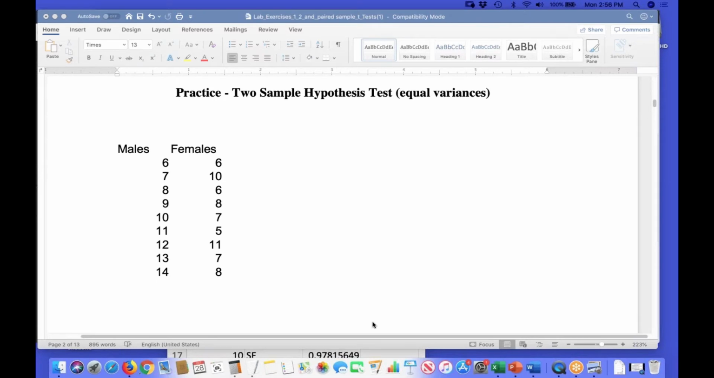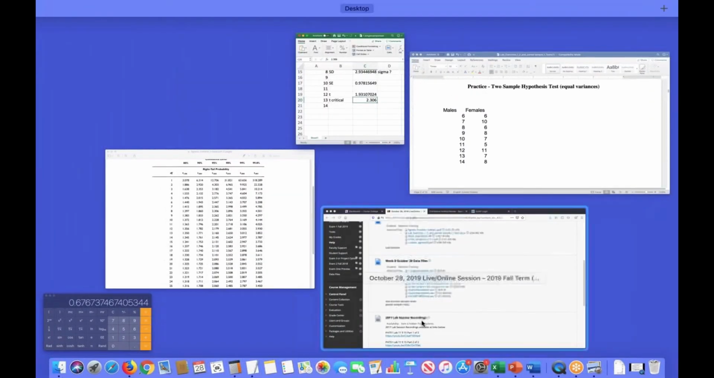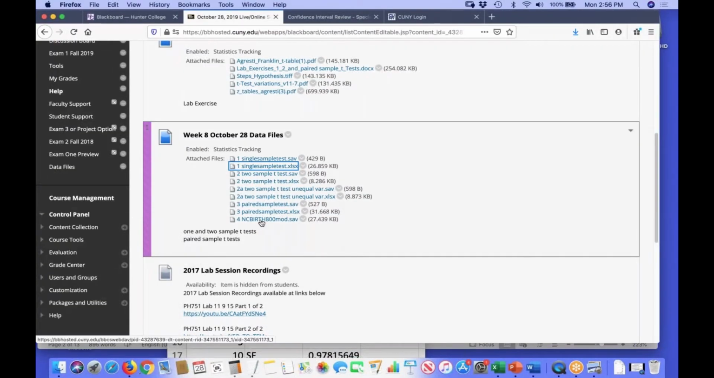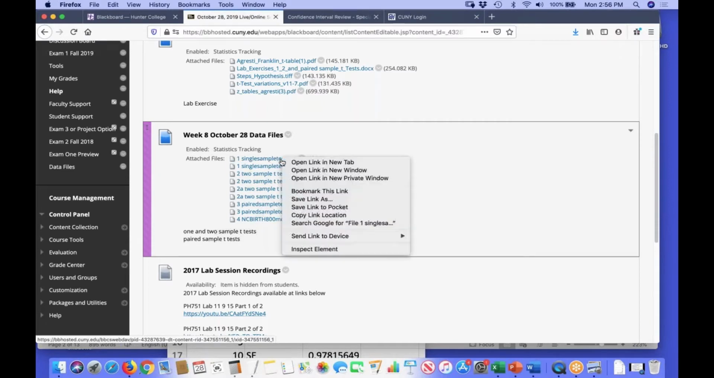But before I do that, I just want to show you one other thing. On Blackboard, you will find that in addition to the Excel files, I also gave you the same data in an SPSS file, single sample test.sav. I'm going to save that to my desktop.